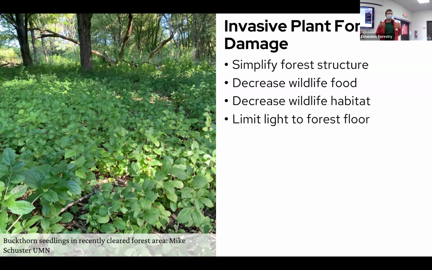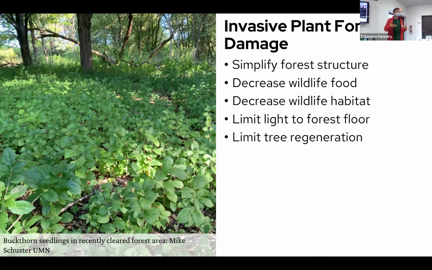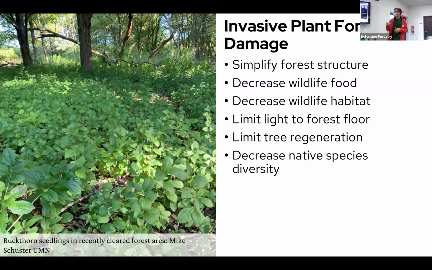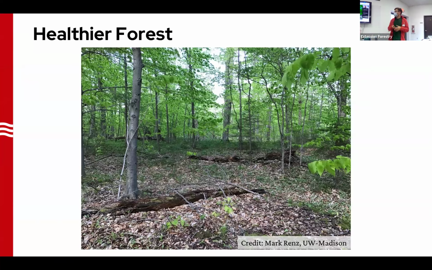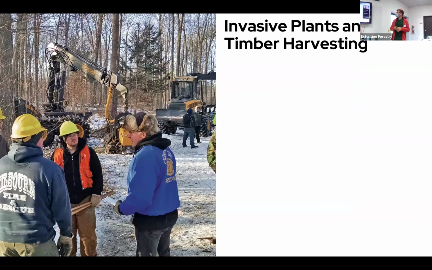This can also limit light to the forest floor. If we have that wall of buckthorn, that could create interference with light, meaning that it could impact tree regeneration. And buckthorn has a tendency to allow itself to be the only species that's there. So the buckthorn thicket recycles its growth and outcompetes a lot of desired native trees, but also other native species in the forest. So again, just in contrast, this unhealthier buckthorn thicket and what we look for in some forested settings in Wisconsin: that clear overstory and areas where there's more shrubs, more native trees.